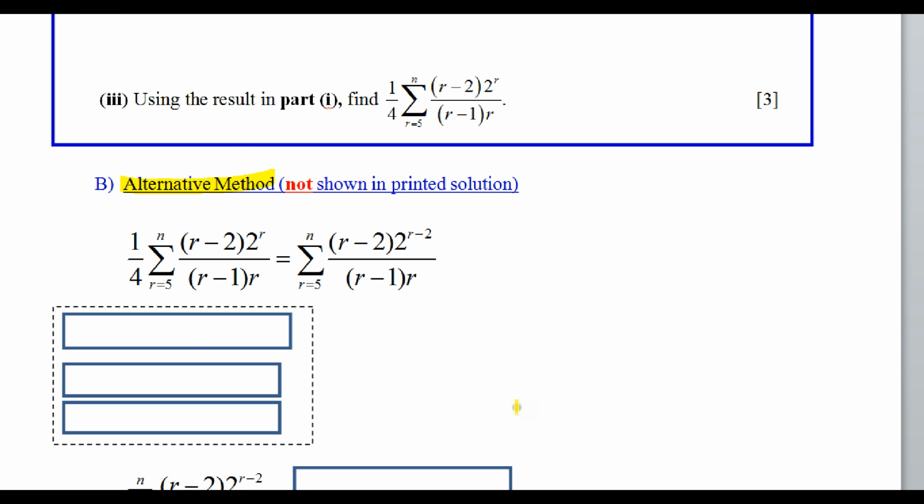And I call this the substitution method. Hang on 1 minute. Okay, sorry, this thing is moving. I will call this the substitution method.